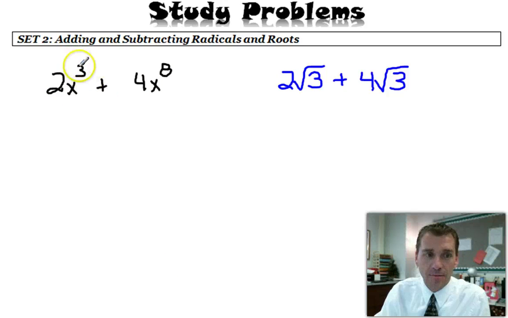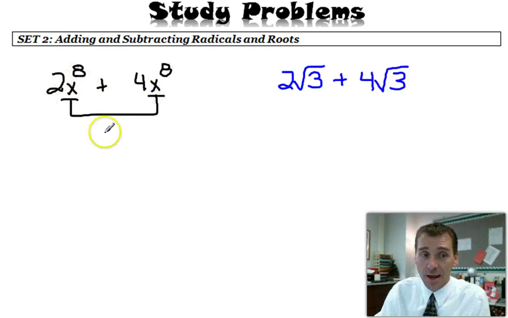Well, if this happened to be x to the 8th power here, and I just take that 3 and make it an 8, how clever is that? Now we're talking same base, same exponent, so the parts are the same, so therefore we have like terms. And remember, when you combine these, the base doesn't change, it stays x to the 8th power. But what does change? Well, you can take the coefficients and add them together and get 6x to the 8th power. That is the final answer.